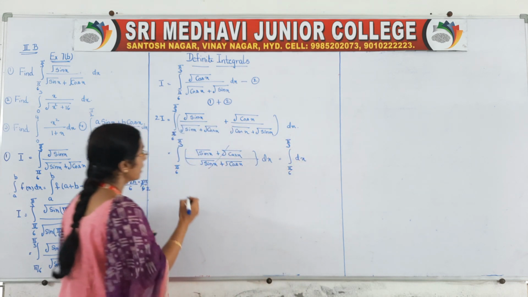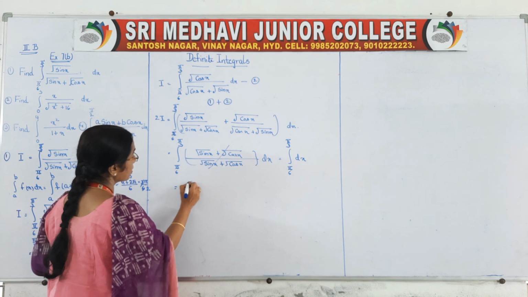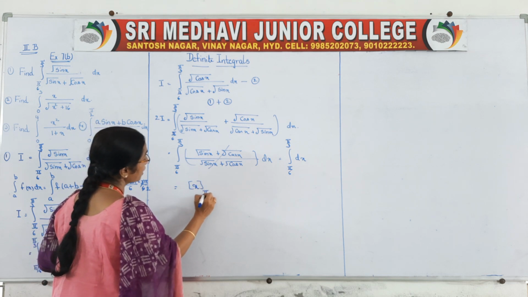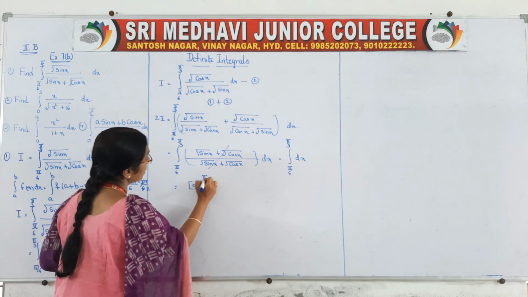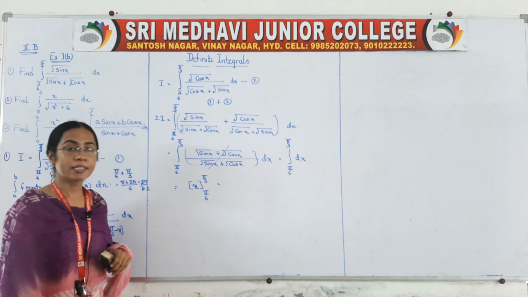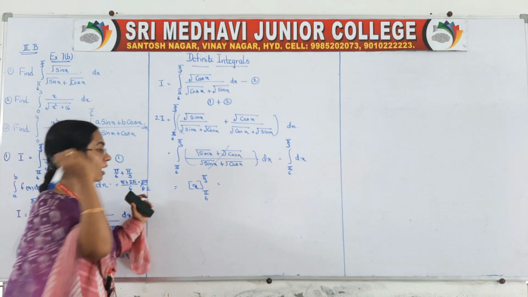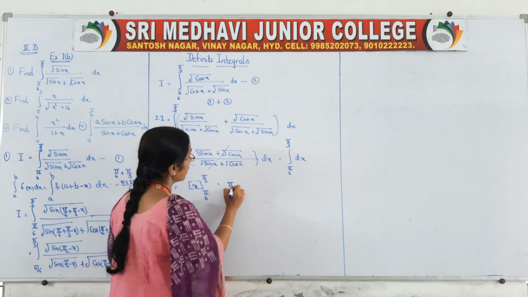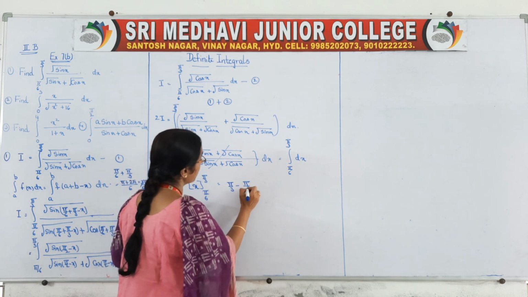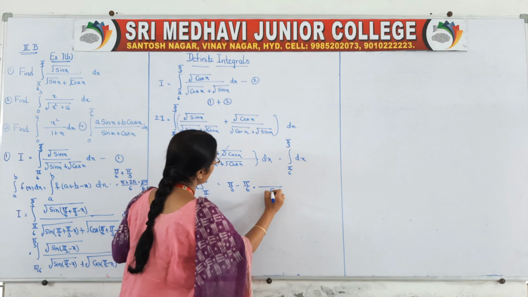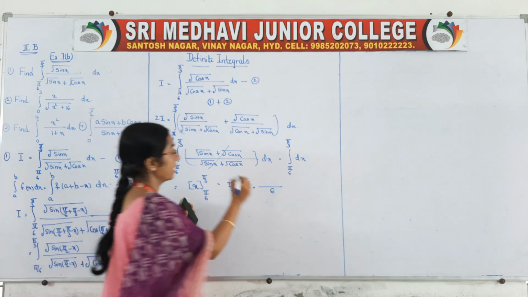So integral dx is x, and the limits we write on the right side, pi by 6 to pi by 3. Now, in x place, first the upper limit pi by 3 minus the lower limit pi by 6. What is the LCM? 6 is the LCM.